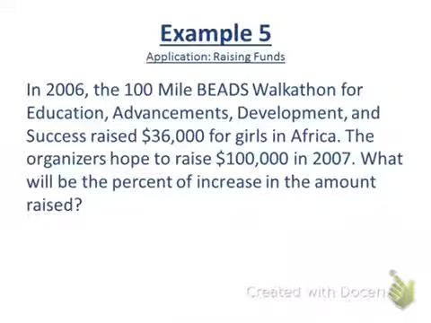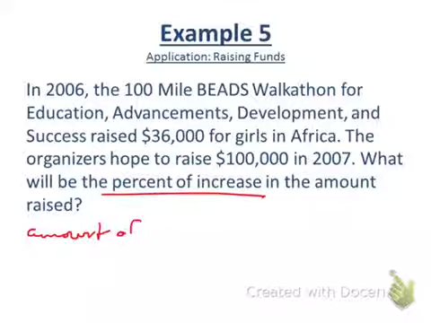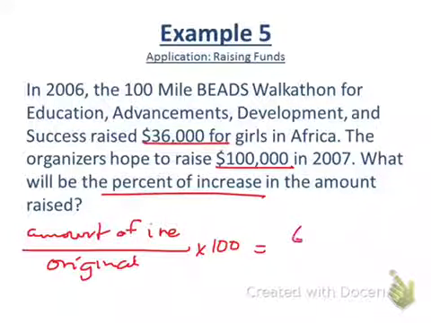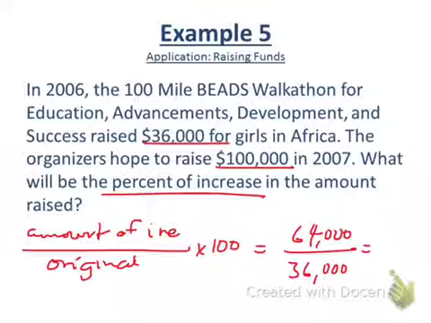So it'd be like X. It'll be the amount of increase. This is asking for the percent of increase, so let's go to our formula. It's the amount of increase over the original amount times 100. So what is the amount of increase? If we want to go from 36,000 to 100,000, it's 64,000 over 36,000, the original amount, and 64 divided by 36.